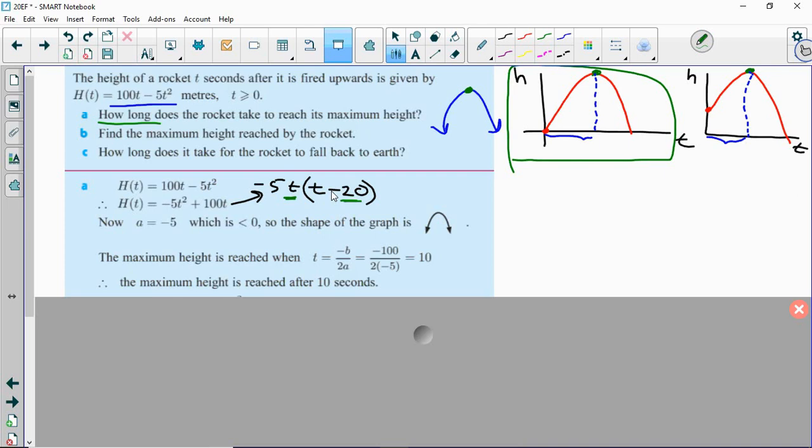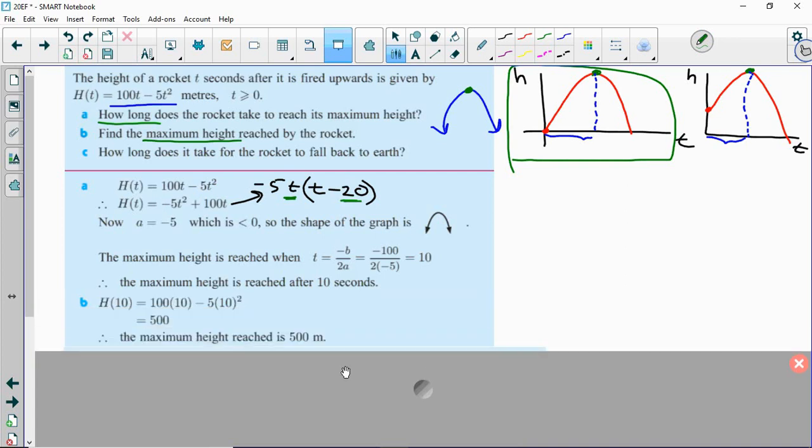They're asking now in part B to find the maximum height. So that's going to be the y value, or if you prefer, the h value of the vertex. So we're just going to put 10 into our equation and figure out what h of 10 is, and that is 500 meters. Okay, cool.